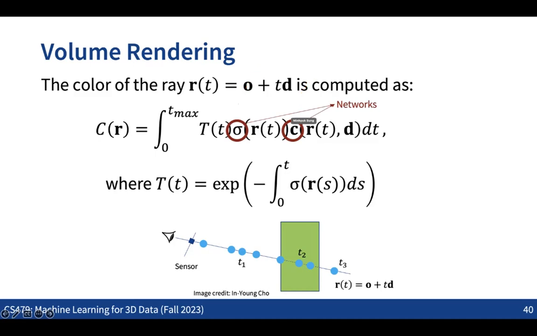Based on this, when you shoot a ray from the camera center into the 3D space, by sampling lots of points along this ray, we calculate the final color value by accumulating all the information for each ray. So this is the equation for how we can calculate the color of each ray when you accumulate all the information of the samples along the ray.